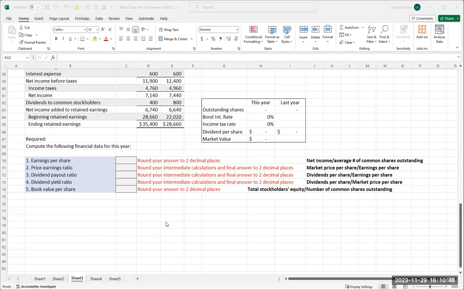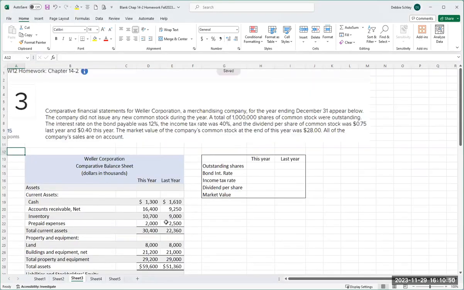Question 3. Again, it says the same company name, but they've changed the numbers on it again. Comparative financial statements for Weller Corporation, a merchandising company for the year ending December 31st appear below. The company did not issue any new common stock during the year. Okay, that's important. A total of 100,000 shares of common stock were outstanding.